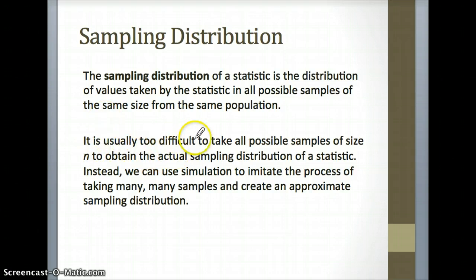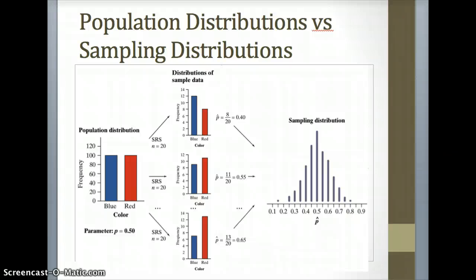So it's usually difficult to take all possible samples of size n to obtain the actual sampling distribution of statistics. So instead, we're going to simulate to imitate the process of taking many, many samples and create an approximate sampling distribution. So the 35 will serve its purpose because it's way more realistic to take a sample of that size than 1,000.